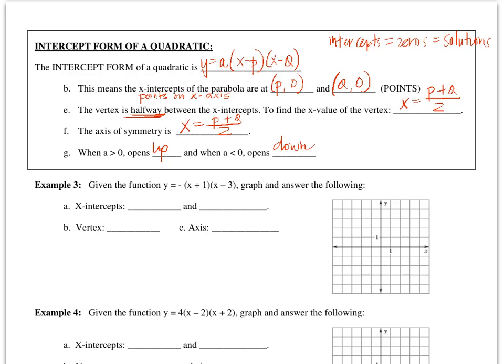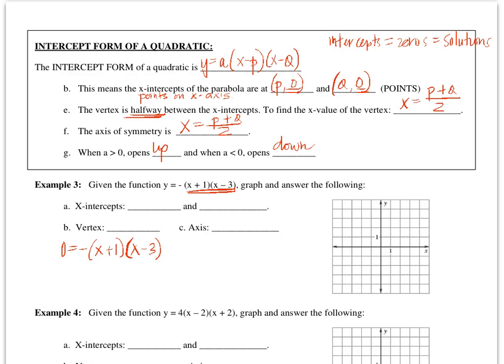Now, let's take a look at a couple of these. What you're going to do in order to find those values, and in my opinion this is the easiest way, is you take each set and you set it equal to 0. If I say 0 equals (x plus 1)(x minus 3), we're trying to find the zeros. And if you look, the y is 0.